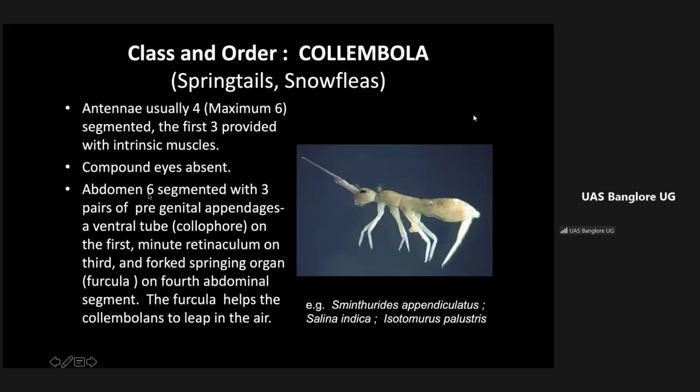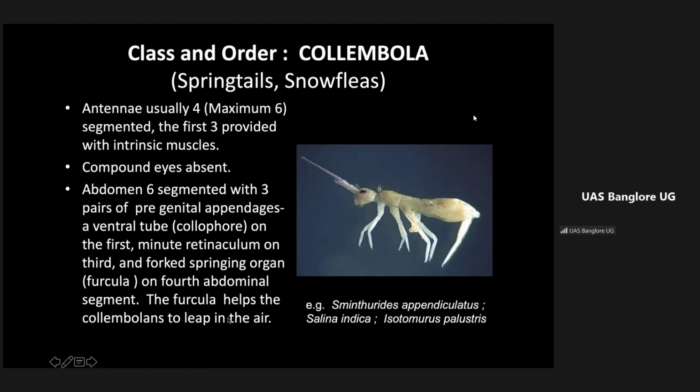So that means, very interesting, the 6 segmented abdomen is again modified. They have pregenital appendages. They have a collophore on the first abdominal segment. You can see there is a collophore there. Then a minute retinaculum on the third: 1, 2, and 3, there is a retinaculum here on the third, and a springing organ on the fourth abdominal segment. They have a furcula, or springing organ, which is like a fork. The furcula helps the collembolans to leap in the air.